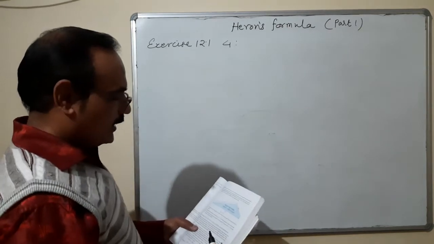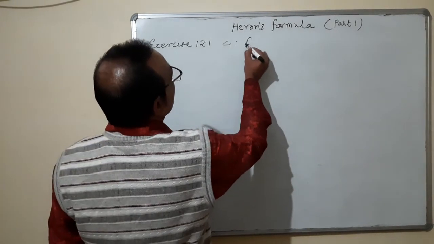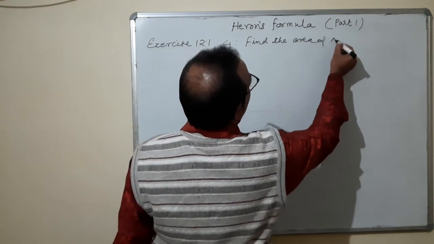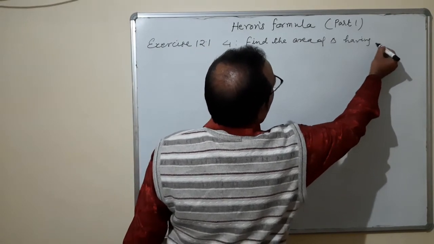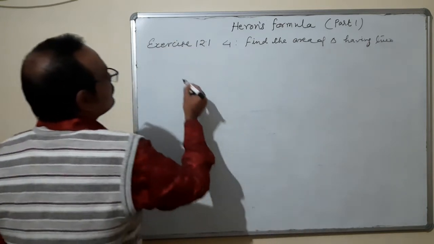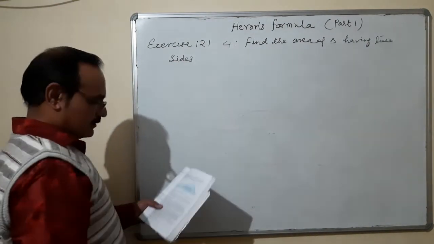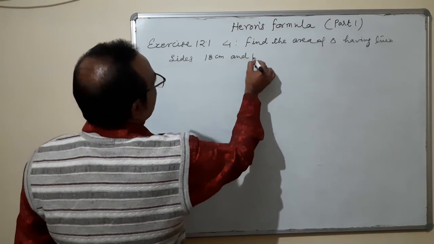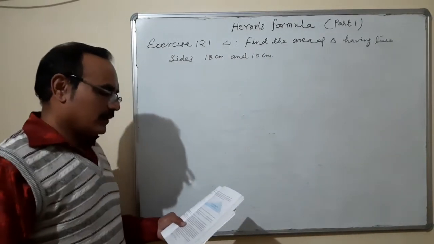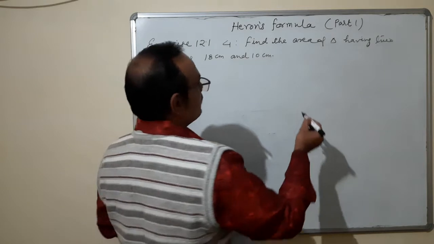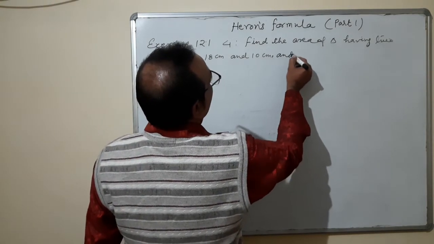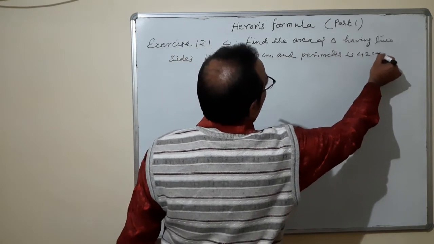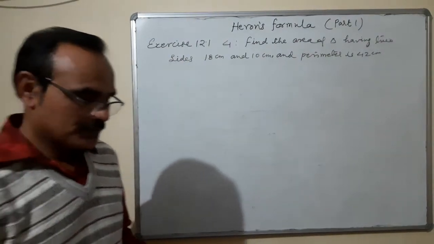Find the area of the triangle having two sides 18 centimeter and 10 centimeter, and the perimeter is 42 centimeter. Okay.